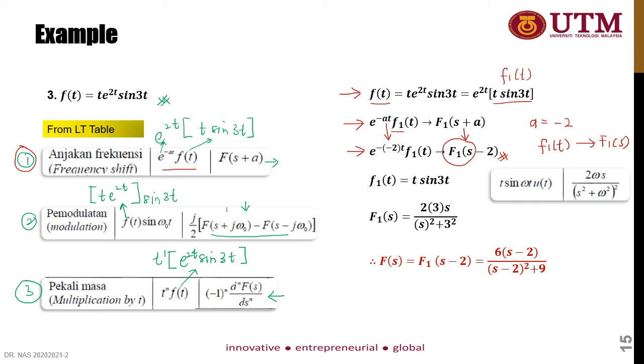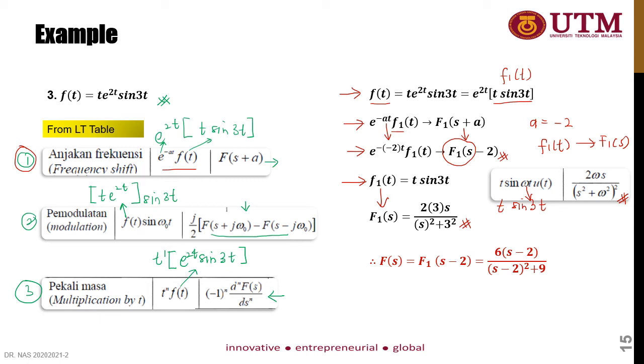Now find the Laplace transform of your f1(t). f1(t) will produce F1(s). So refer to the table. t sine omega t will be equal to this in S domain. Compare to your equation, t sine 3t, so you know your omega equal to 3. Replace the omega by 3 and then you have your F1(s).